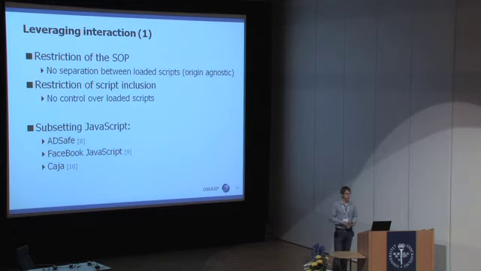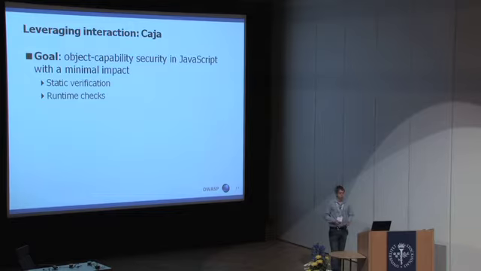Anything which is not supposed to do. There are two solutions, AdSafe and Facebook JavaScript, which have led to the development of Caja, which is, I think, the superior solution, and I will discuss it in more detail. Caja is basically a Google project which provides object capability security in JavaScript while trying to make as few changes to the language as possible.